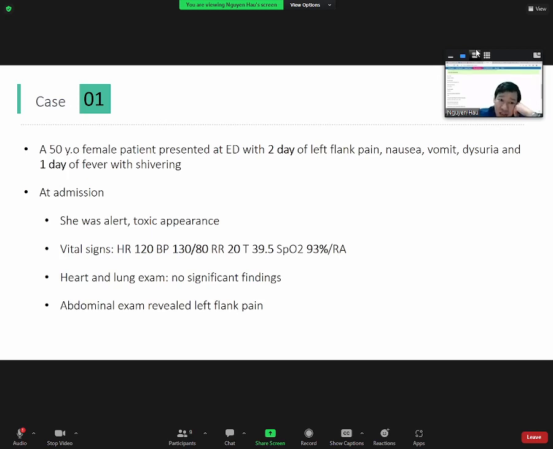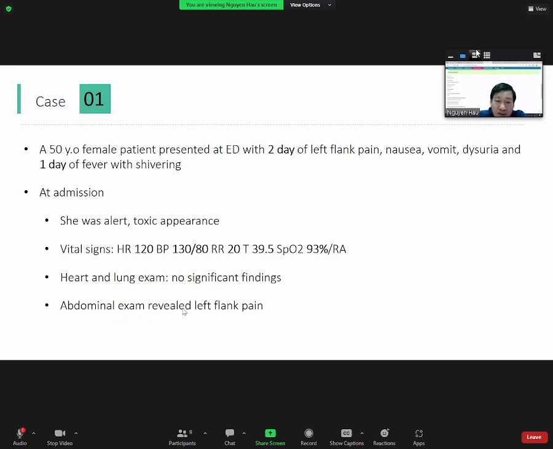On examination, she is alert but has a toxic appearance. Vital signs: heart rate a little bit higher, blood pressure is normal, but the temperature is so high, 39.5 Celsius, and SpO2 a little bit low, 93% on room air. Heart and lungs exam, no significant finding.